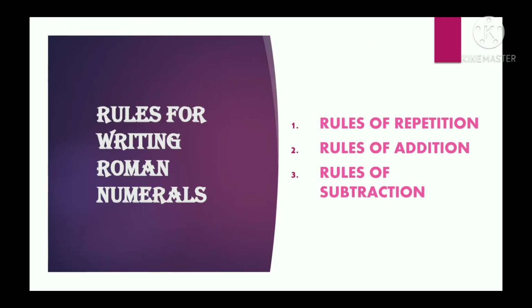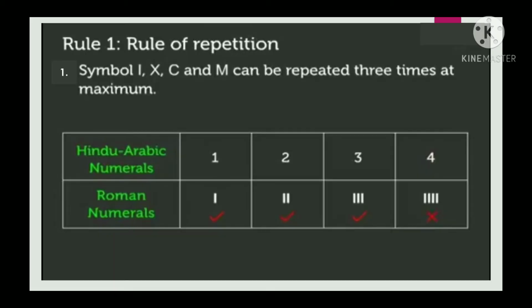Students, we need to remember three rules while writing the Roman numerals. Rule 1, rule of repetition. Rule 2, rule of addition. And rule 3, rule of subtraction. Now let's discuss each rule one by one. So first one is rule number 1, rule of repetition, in which first one, symbols I, X, C and M can be repeated 3 times at maximum.